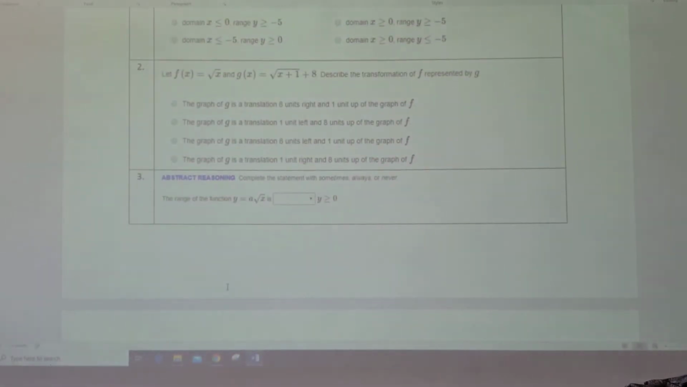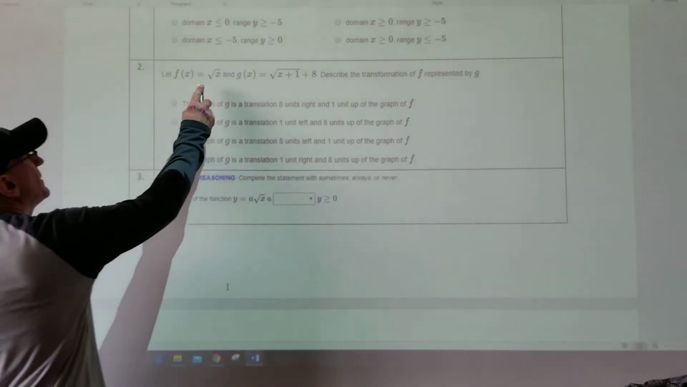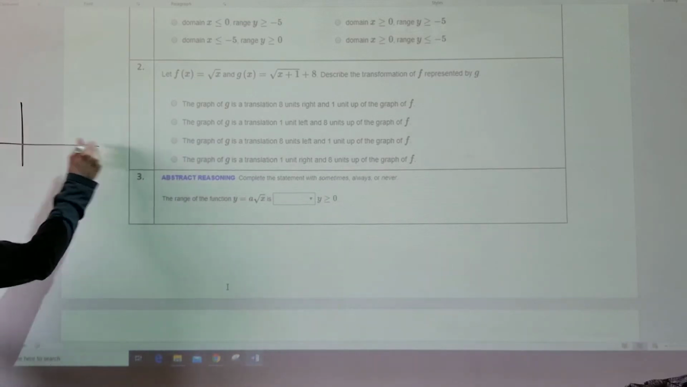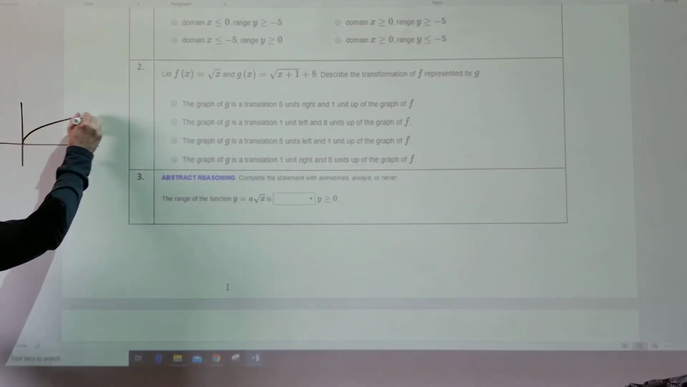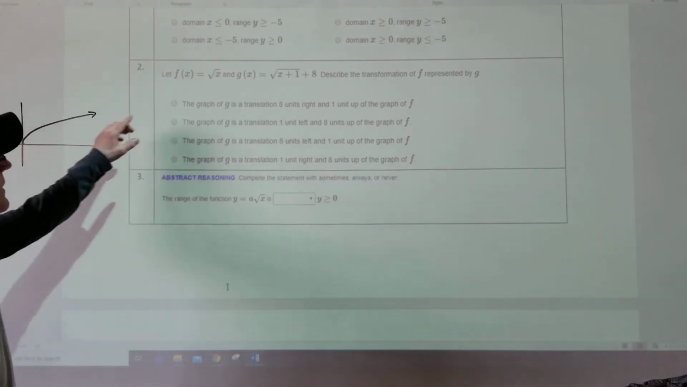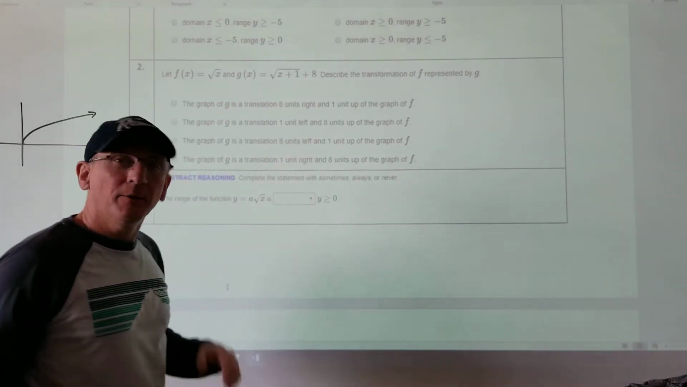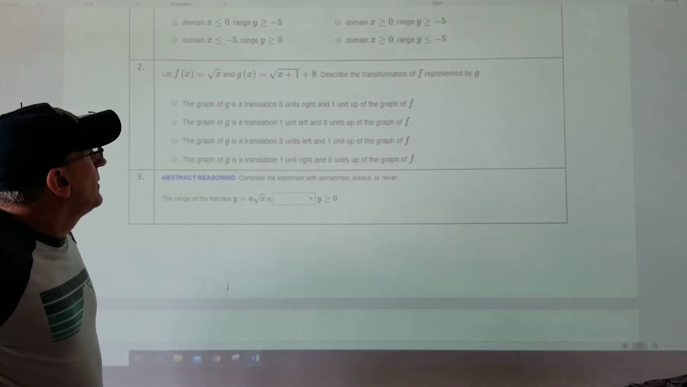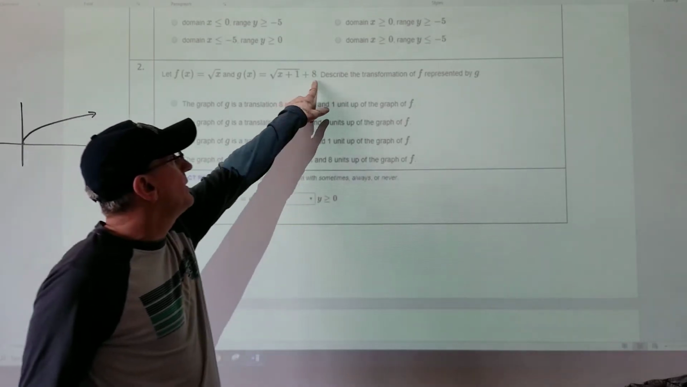Problem 2. Some function f of x is just a plain square root of x. We know that looks like this. I just showed you one of those. It's half of a rotated parabola. And what's going to happen to this if I add 1 and add 8? Let's see if we can figure this out, and then we'll go back to Desmos and check it out and see if we're right. Okay, what's the plus 8 going to do?